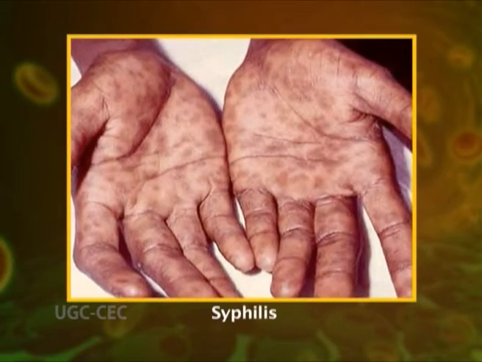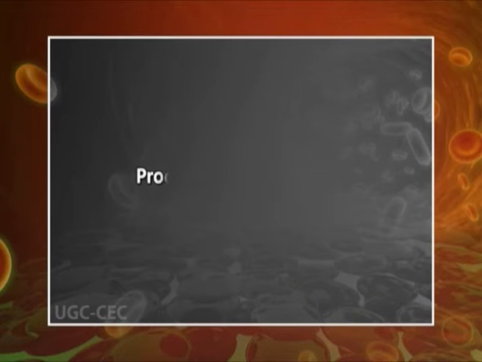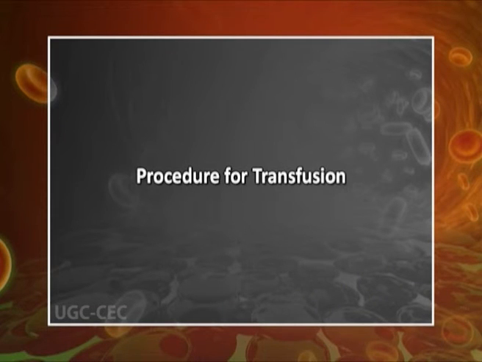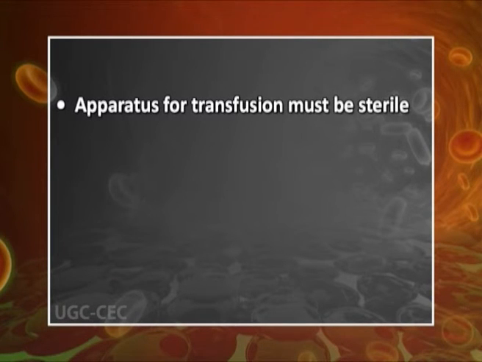While doing blood transfusion, the donor must be healthy without any diseases like the sexually transmitted disease such as syphilis, the disease due to virus like hepatitis, acquired immune deficiency syndrome, that's AIDS, and only compatible blood must be transferred. Now, what is the procedure for blood transfusion? Before a blood transfusion, there are many steps that are to be taken to ensure quality of the blood products, compatibility and safety to the recipient, like the apparatus used for transfusion must be sterile.